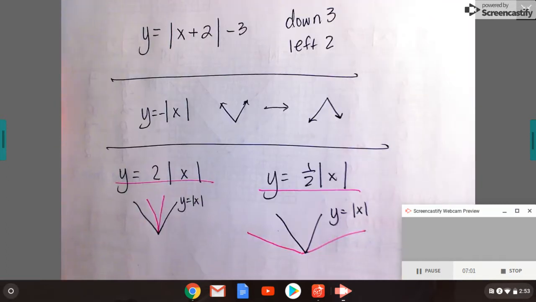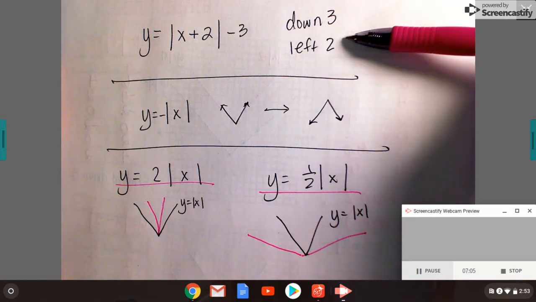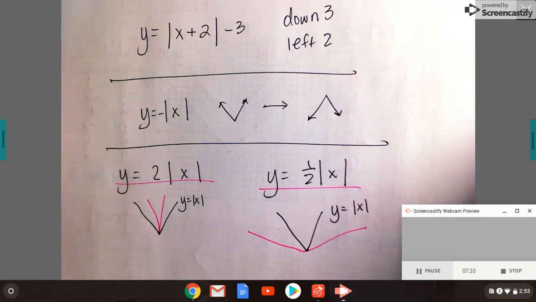So there's a few things going on here that we're going to leave for a different video, but this is a complex translation. This would be a reflection, and then this would be a dilation. Those are all things we'll work on some more when we do quadratics, but I will leave it from there.